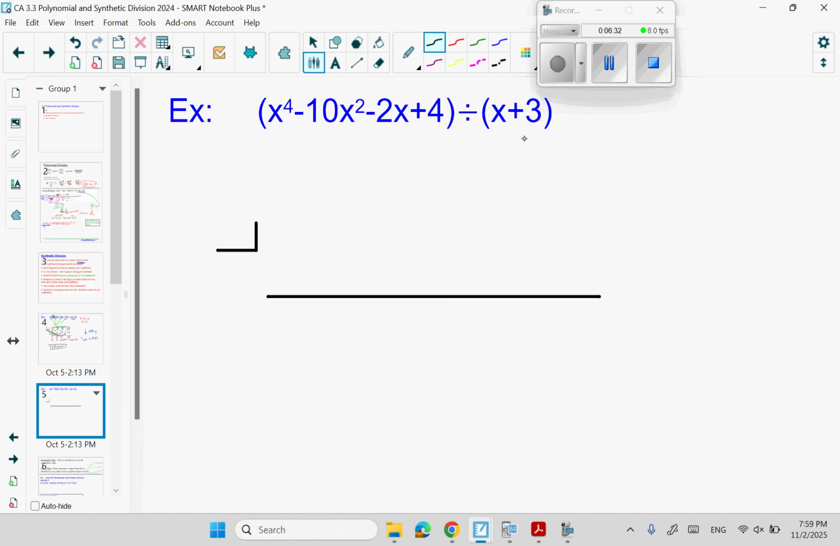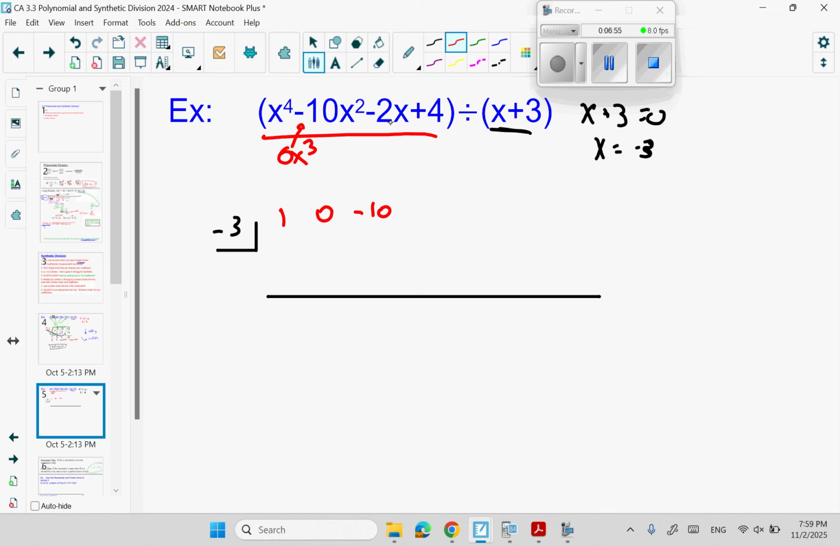Let's try another one. Set x plus 3 equal to 0 and solve. We get x equals negative 3, so negative 3 is going in the box. Looking at my coefficients, I can see that I'm missing x cubed, so I'm going to have to fill in a 0 for that. So I'm going to get 1 from x to the 4th, 0 x cubed, negative 10 from x squared, negative 2 and 4. And from there, drop the 1.